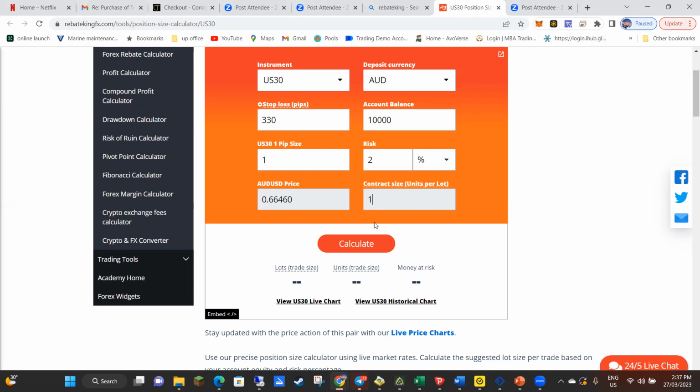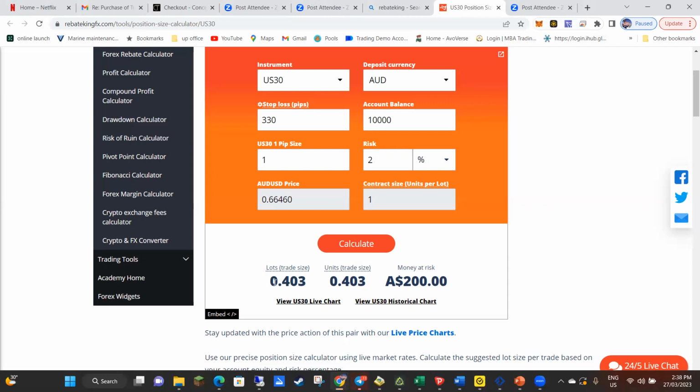So after you've filled that all in like that, we just need to click calculate. And it's telling us here that the lot size we need is 0.403. Now, listen to this because this is very important. Be aware that when you're entering a trade on the MT4 platform, you can only enter a lot size up to 2 decimal places. If you enter 3 decimal places, like it's saying here, it will cause an issue. Most likely you won't get any trades. So you'll need to round it up or down to just 2 decimal places.